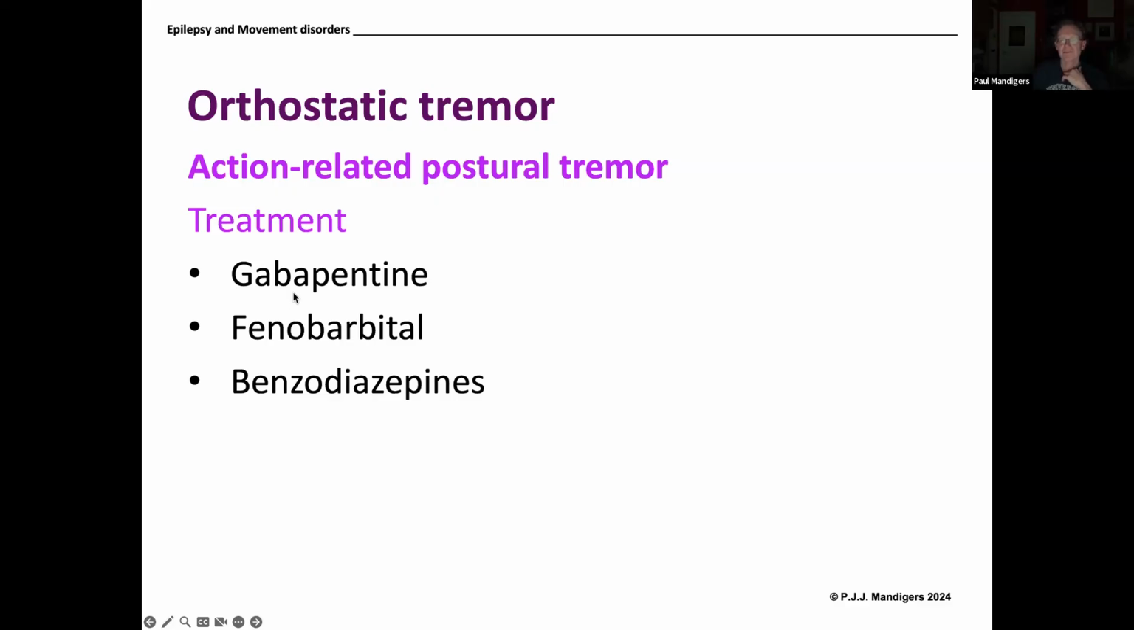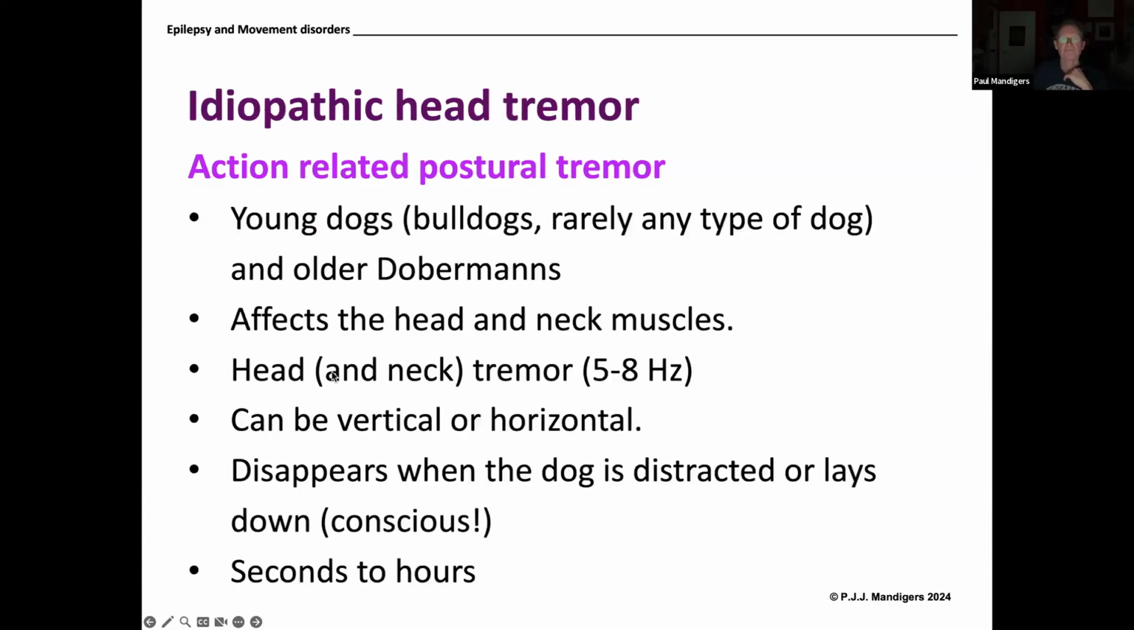It's always trial and error with, for instance, gabapentin, phenobarbital, or one of the benzodiazepines. A similar tremor is the idiopathic head tremor. And you could say, well, I think cerebellar diseases are the most frequent, but if we are talking about the second one, then it's the head tremor. And it seems, for me, it's in most cases something like a bulldog type of dog, but you see it in Labradors, you see it in all kinds of dogs, and it can be a vertical or horizontal tremor. And it again disappears when the dog is distracted or when he's walking, for instance, etc.